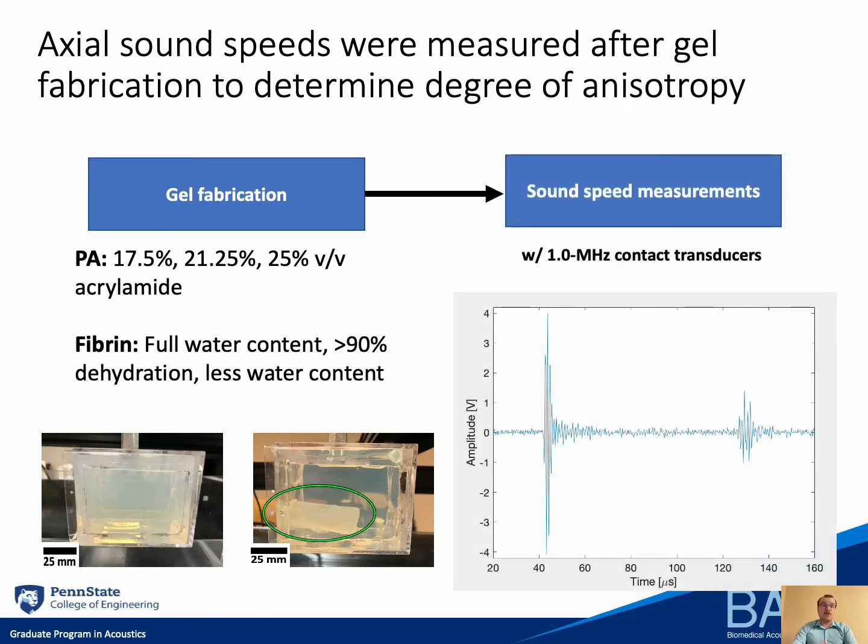After fabrication or dehydration, the sound speed was measured in each axial direction using 1 megahertz contact transducers, and then calculating the time difference between the peaks in the waveform. A representative example is seen here, and these correspond to the first and second reflections of the transmitted pulse in the holder of these gels with a known dimension. Once we know the sound speed, we can then back out the anisotropy, which is the ratio of elastic moduli, which works out to be the ratio of squared longitudinal sound speeds in this case.